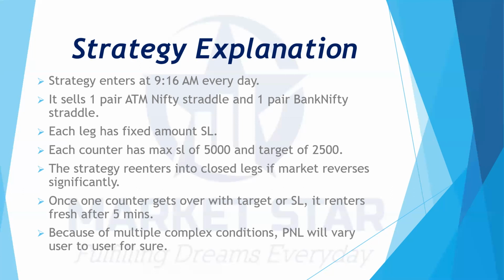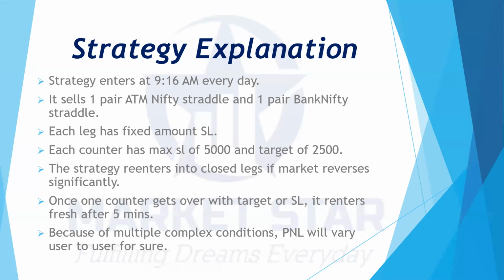Few of the people will think, sir, your target is half and you are taking double the risk, which is not advisable. So for them, I want to answer: this is not an option buying strategy, this is an option selling strategy, where my accuracy is far more, around 80%. It is consistently hitting more than 80% accuracy every month. So with that kind of accuracy, it will not matter to me whether it is 2,500 or 5,000.